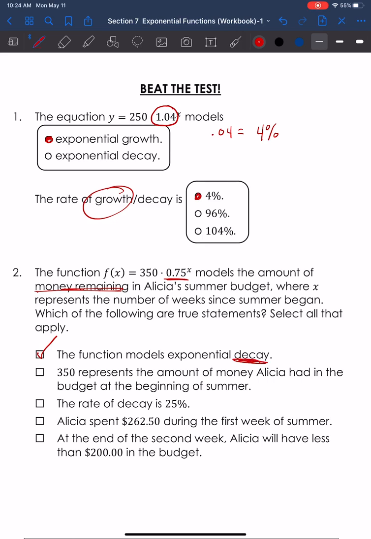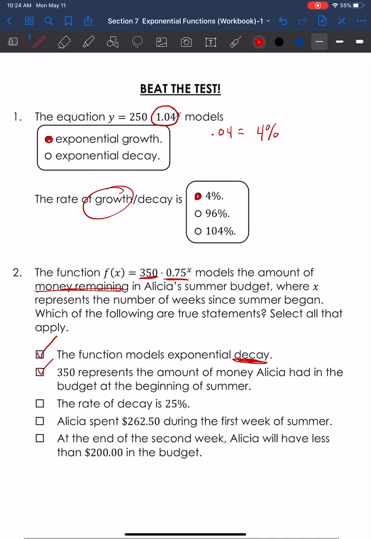350 represents the amount of money Alicia had in the budget at the beginning of the summer. That is true as well. We know that this is our y-intercept, our starting point, so 350 would be the amount of money that she started with at the beginning of the summer.